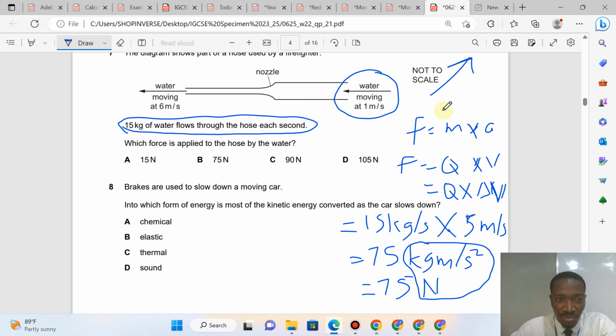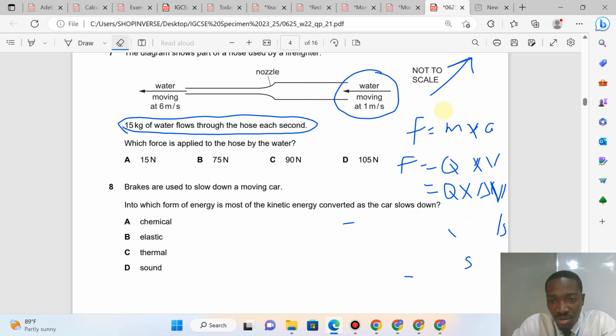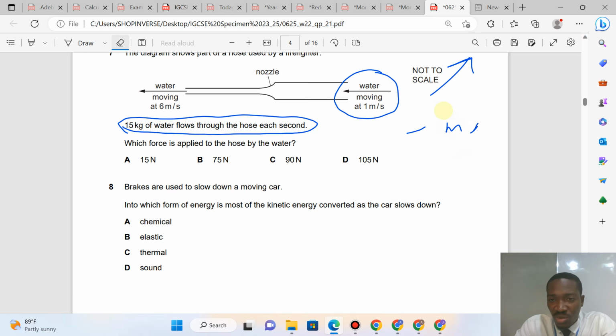Question 8. The brakes are used to slow down a car. Into which form of energy is most of the kinetic energy converted as the car slows down? You know, a moving car possesses kinetic energy because it is moving. But when it slows down, the kinetic energy will be reducing because the speed is reducing. So that kinetic energy that is reducing, what is it being converted to? Because you cannot say that kinetic energy has been destroyed. So it will be converted into thermal energy.